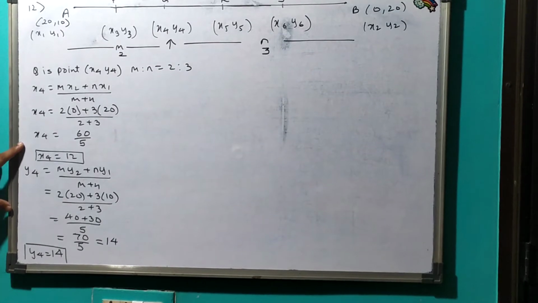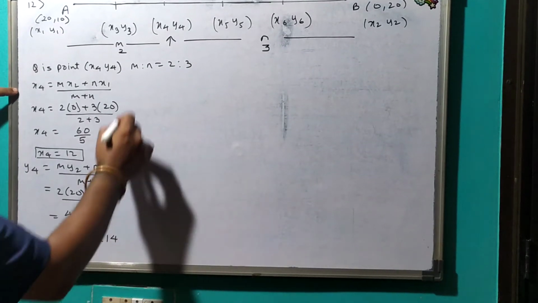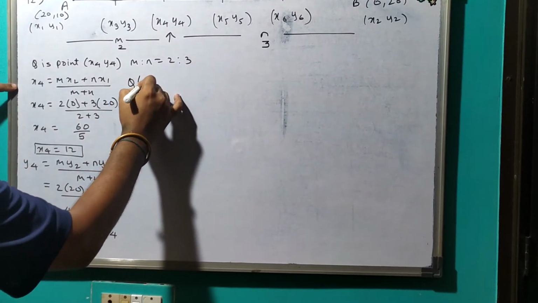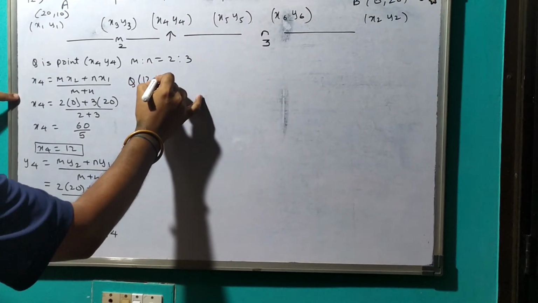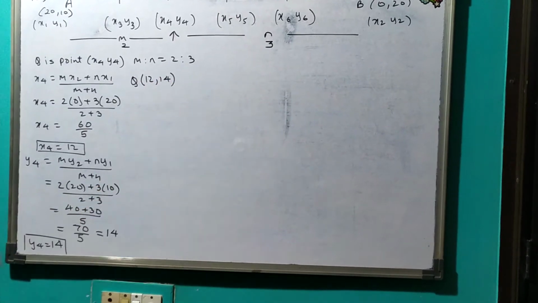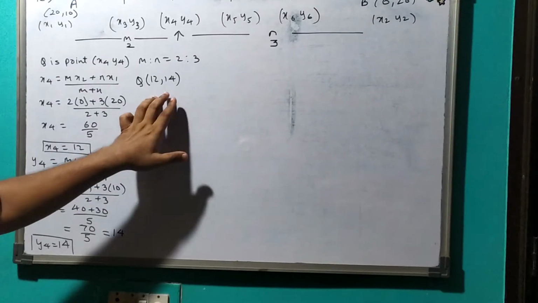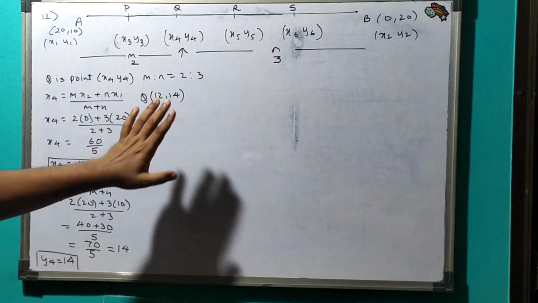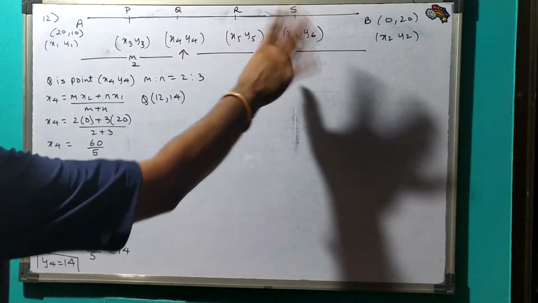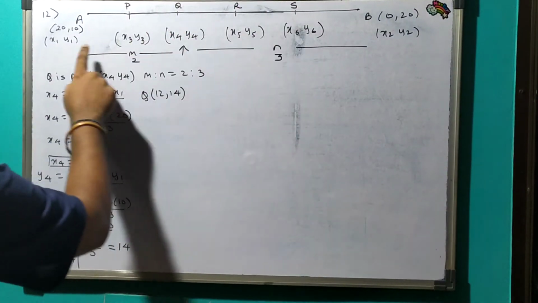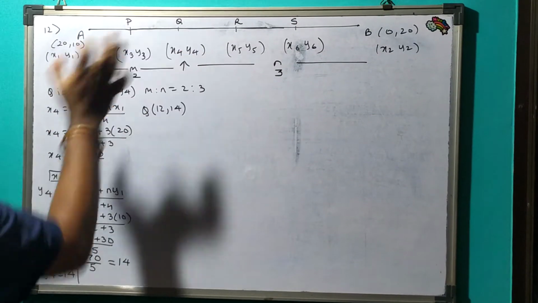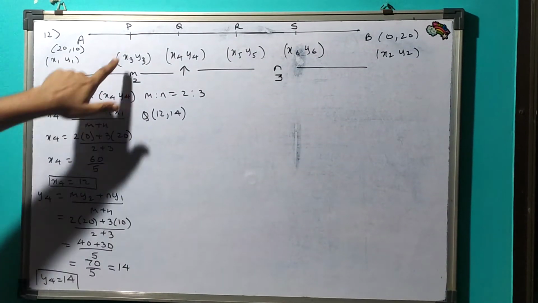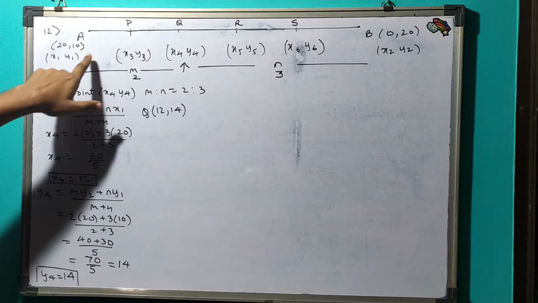Now I have got Q. Q is what I can directly write over here: Q is (12, 14). Now leave this whole part. Just think A and Q. AP is equal to PQ. That means P is the midpoint of AQ.